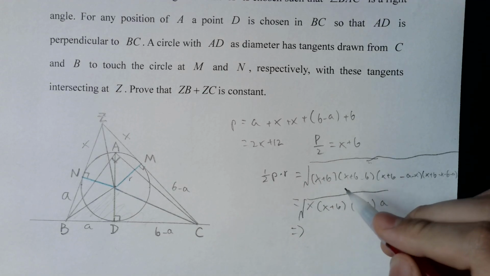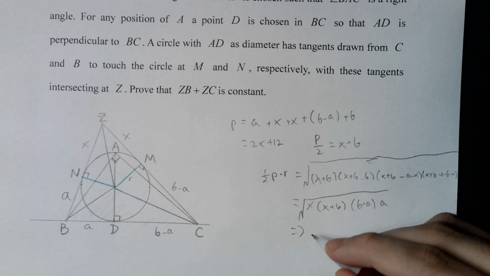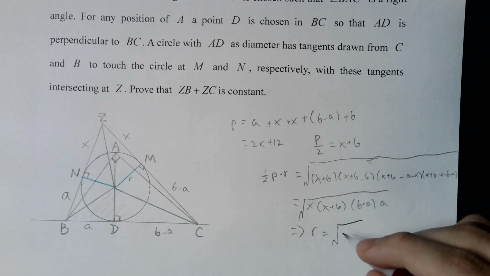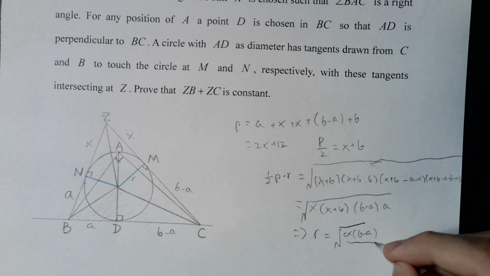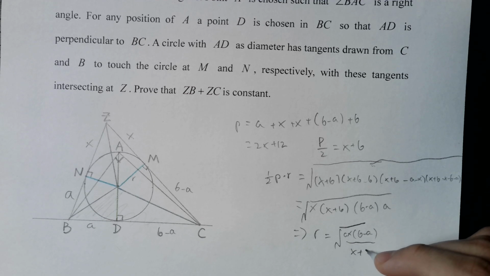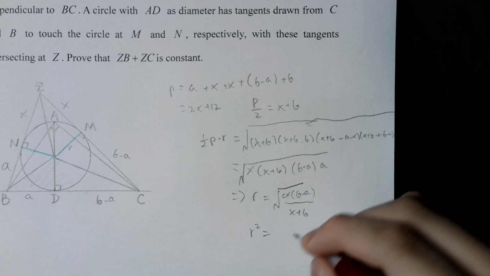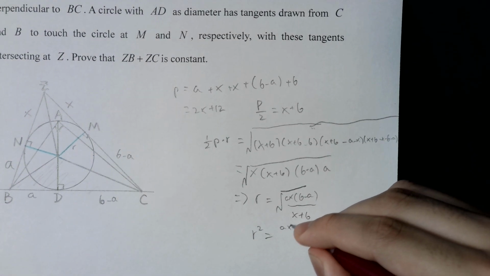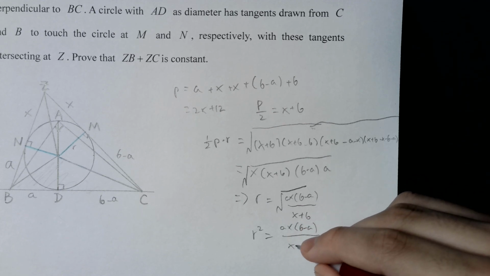So pretty simply, you just move the 2 over r here, the 1 over 2p over there, and now we get r is going to be equal to square root ax times 6 minus a divided by x plus 6. And here we can further simplify this into r squared, so we're just going to get rid of the square root here because it's, not going to lie, pretty annoying. r squared equals ax times 6 minus a divided by x plus 6.